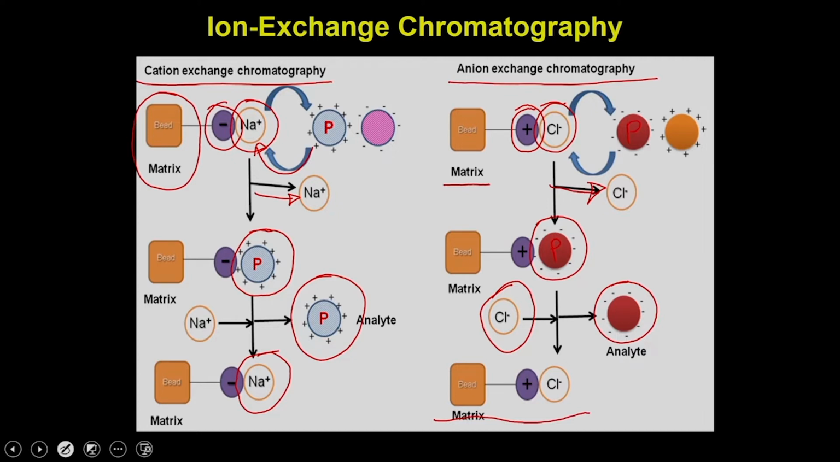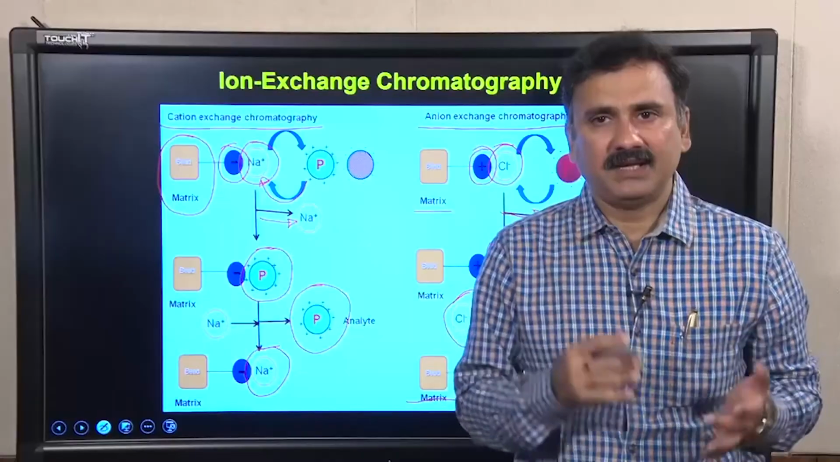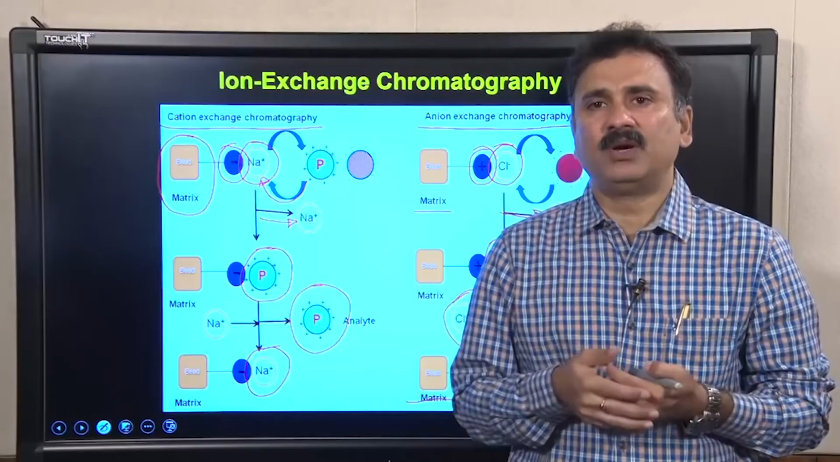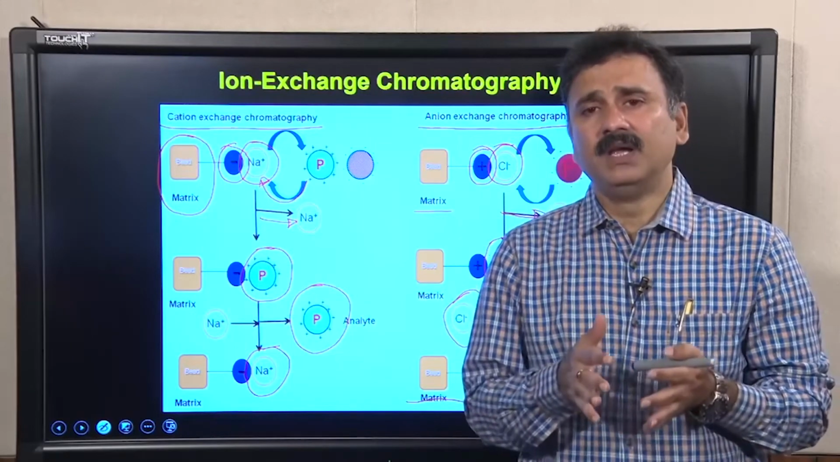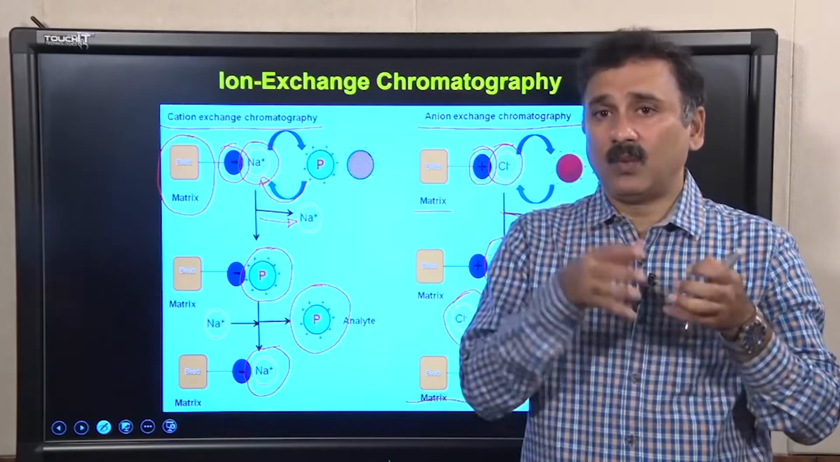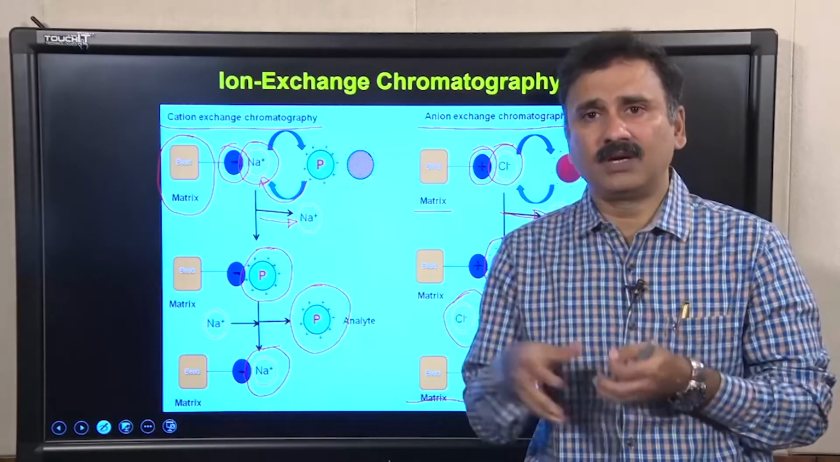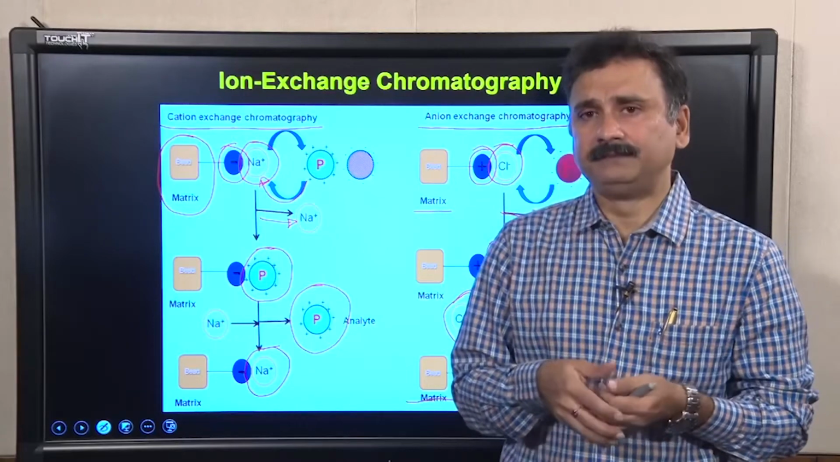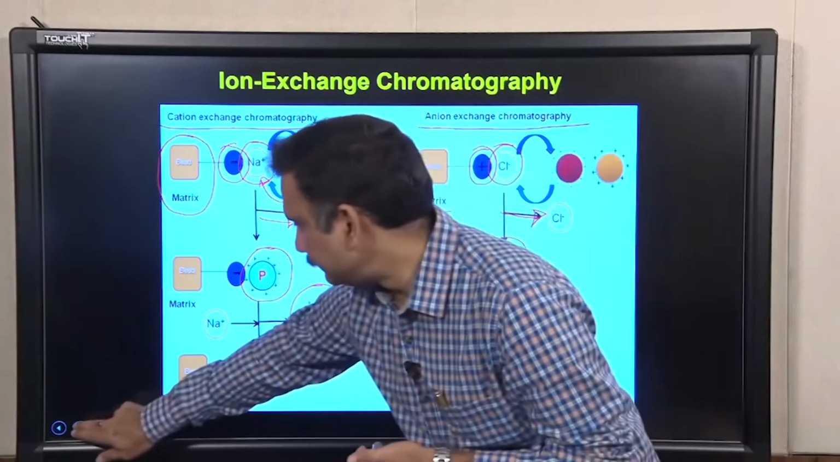Now, with this brief discussion about the cation or the anion exchange chromatography, when you start an ion exchange chromatography, the first question that comes is which matrix I should use and at what pH and under what conditions and how to perform the ion exchange chromatography. So, let us discuss that.